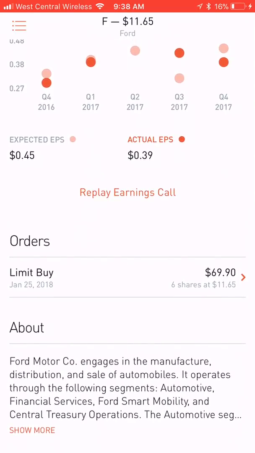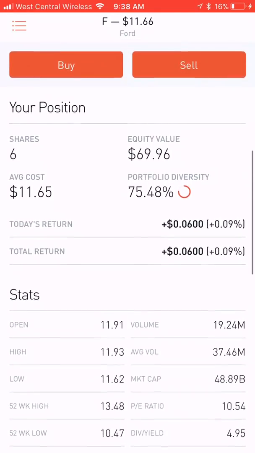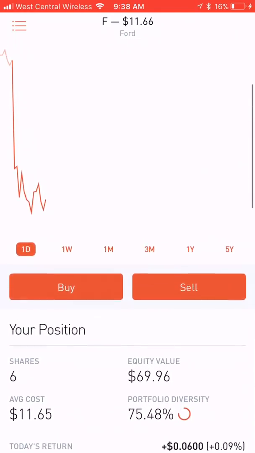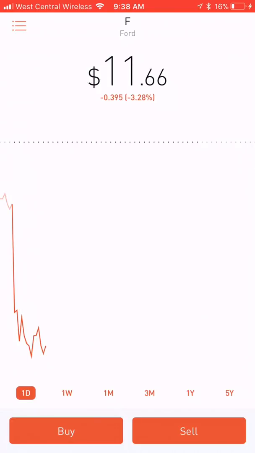It actually does have EPS on here, so you can get some information from here, but I would recommend using a more complex website, like I said, such as Thinkorswim or something like that, if you're wanting to do some serious checking on these stocks, day trading, swing trading, something of that nature.